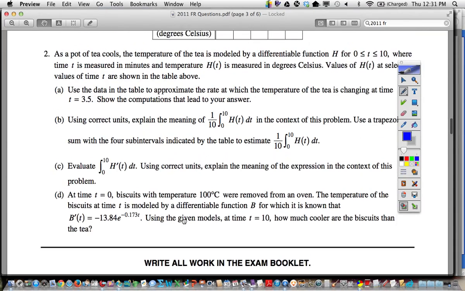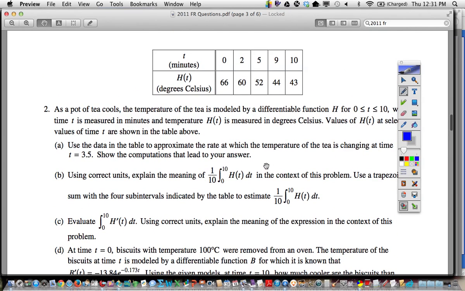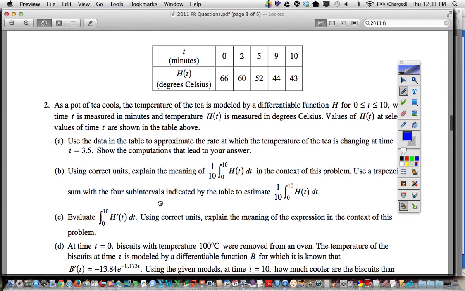Number 2 talks about the average rate of change. Well, isn't that just slope? Or excuse me, approximate rate of change at 3.5. That would just be the slope between these 2 points right here. 3.5 is halfway between 2 and 5. Show the computation, so that'd just be 52 minus 60 over 5 minus 2, it comes out negative, right? The temperature is decreasing. That's all you would have to do then.